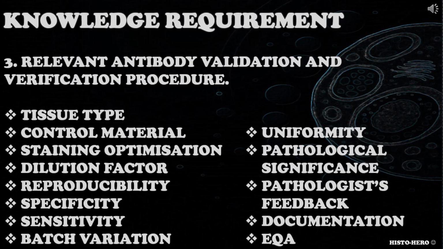When addressing this knowledge requirement, candidates should consider tissue type expressing neuroendocrine markers, control material, staining optimization, dilution factor, staining reproducibility, specificity and sensitivity, possible batch variation, pathological significance, pathologist's feedback, relevant documentation, EQA schemes available, extension to scope.